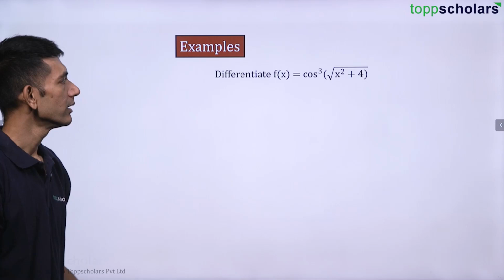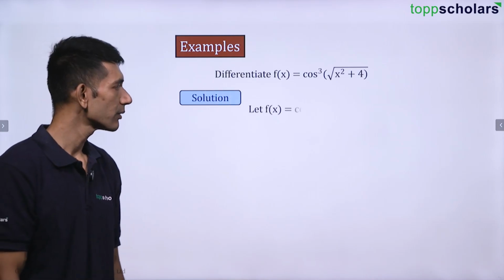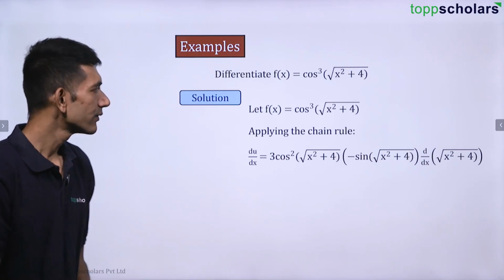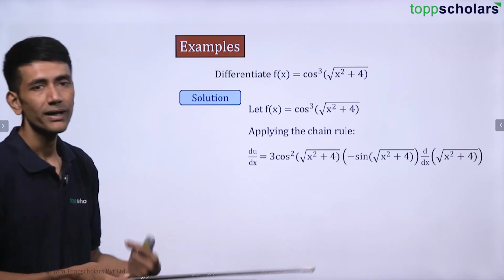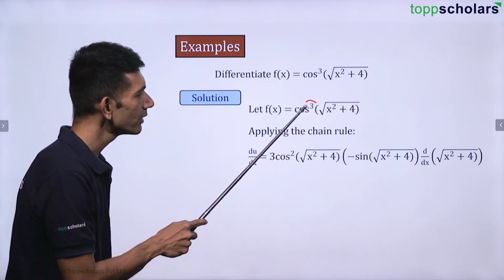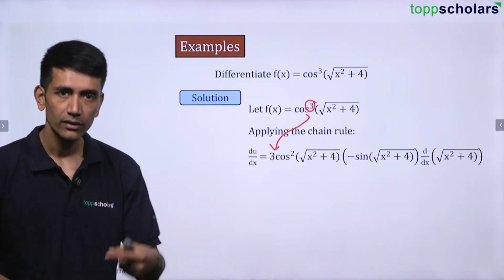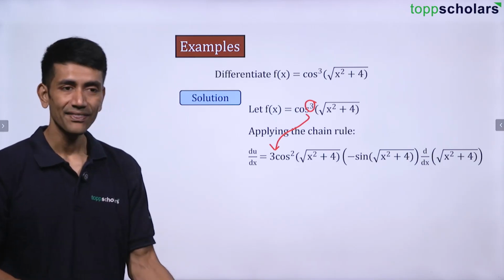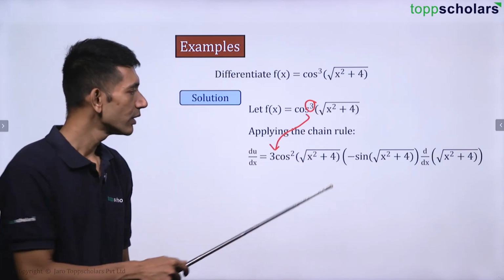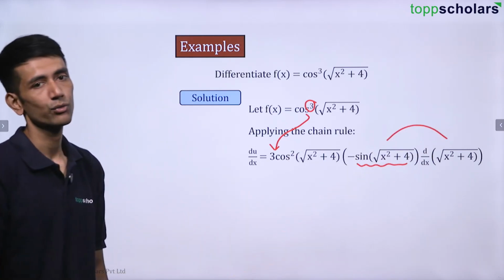Right? Okay. Now we are supposed to differentiate fx is equal to cos cube under root x square plus 4. So again, same thing we are going to apply. Applying chain rule, this is what we are going to get. See, this is cos cube of under root x square plus 4. So this is like your x cube, right? So x cube is what? 3x square. So 3 times cos itself, cos square under root x square plus 4. And then you take the derivative of cos under root x square plus 4. That is minus sine under root x square plus 4.